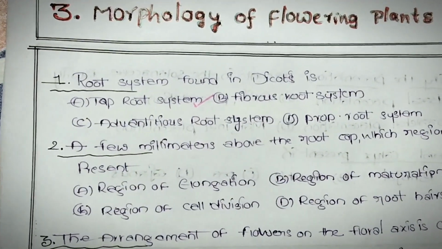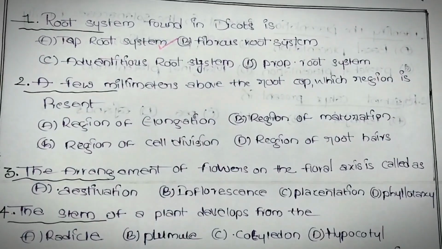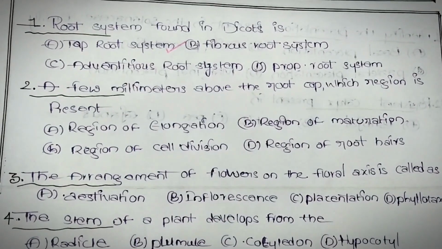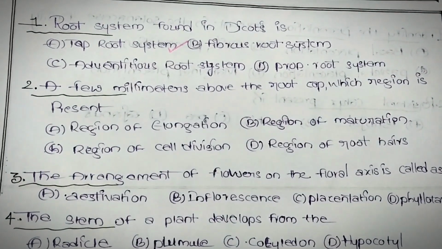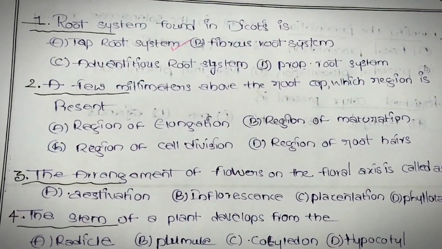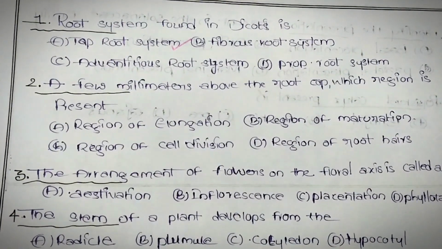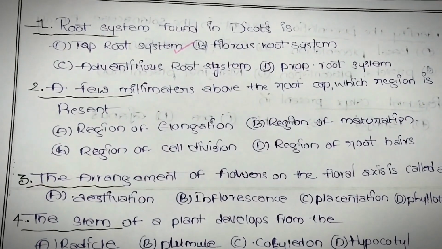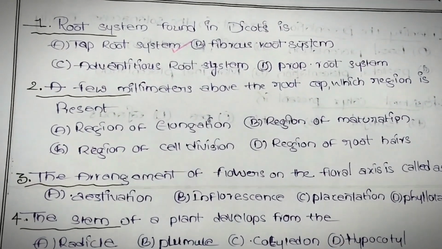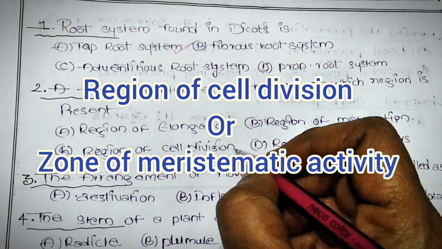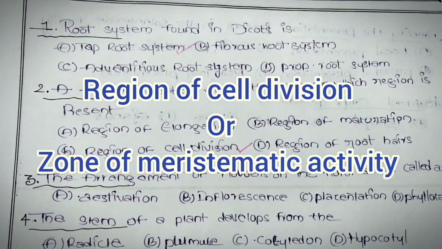So let's see the second question. A few millimeters above the root cap, which region is present? Options are region of elongation, region of maturation, region of cell division, region of root hairs. For this, the correct answer is region of cell division. This is also called as meristematic zone.